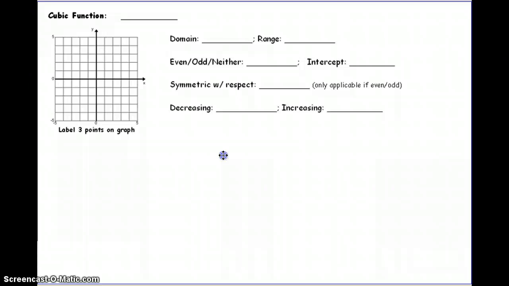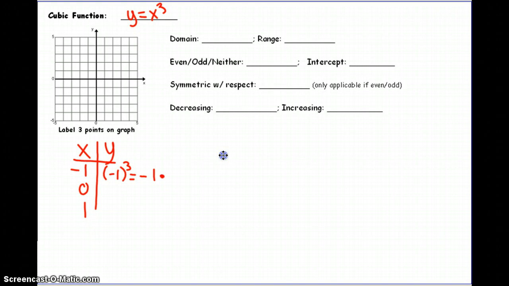Cubic functions. Cubic functions have the equation y equals x cubed. And we're going to label 3 points on our graph to help us answer the questions to the right. So I'm going to pick 3 x values and plug them in to get my y values. Remember, when I cube a negative, that's like doing -1 times -1 times -1. The reason I'm showing this to you is your sign does not change, it stays negative. When I plug in 0, I get 0. When I cube the number 1, I get 1. So those are the 3 points on my graph that I am going to plot.